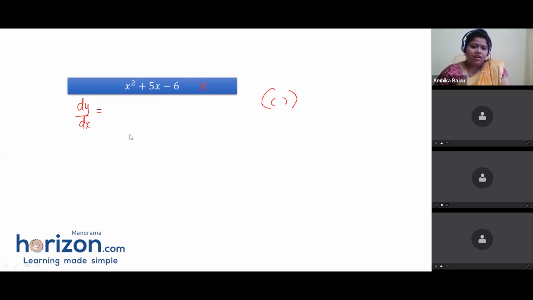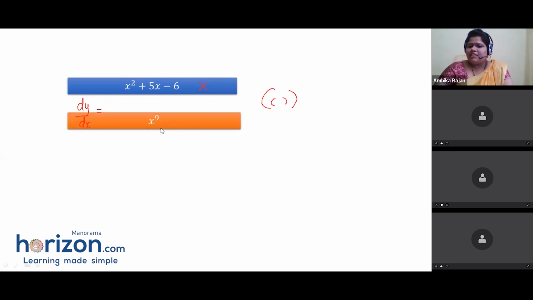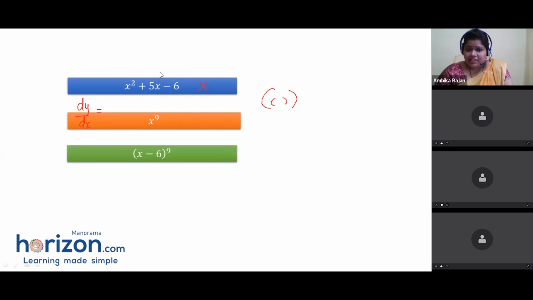We'll think about the next one. Take a look into this. Do we need the chain rule for this one? It's so simple. X power 9, we know how to find the derivative using the power rule itself. So no need for this. Take a look into this one. Is this a chain rule stuff? Of course, yes. Here we have a smaller x expression lying inside a larger expression, which is power of 9. So we need the chain rule for this.